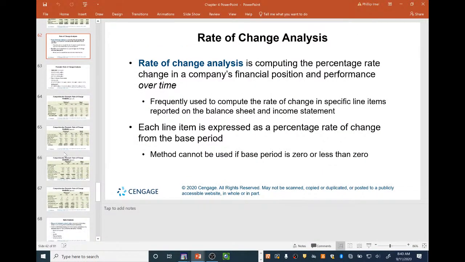Okay, rate of change analysis is computing the percentage rate change in a company's financial position and performance over time. It says here, this is frequently used to compute the rate of change in specific line items reported on the balance sheet and income statement. Each line item is expressed as a percentage rate of change from the base period. It says here, method cannot be used if base period is 0 or less than 0.